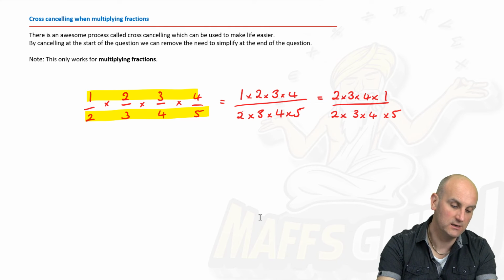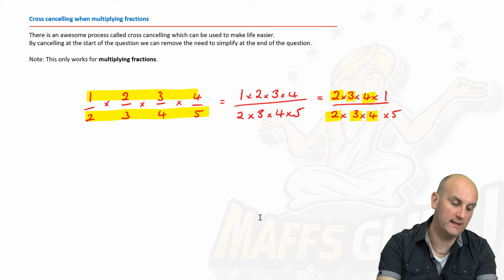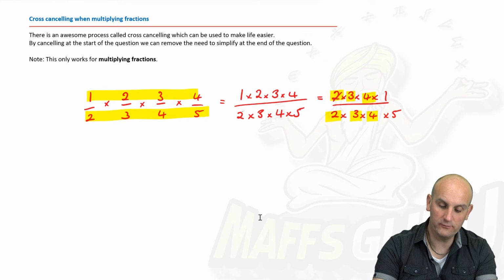And what do you notice? We have 2 on the top and 2 on the bottom. 3 on the top, 3 on the bottom. 4 on the top, 4 on the bottom. And as such, we can cancel those down because 2 divided by 2 is 1. 3 divided by 3 is 1. 4 divided by 4 is 1. And that actually becomes 1 on 5.